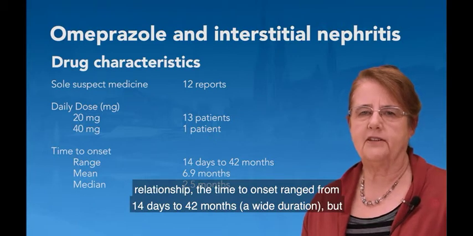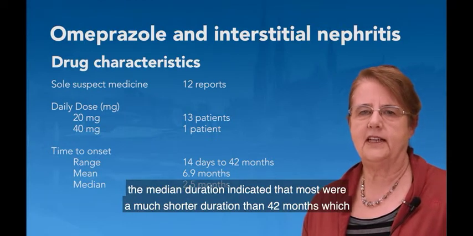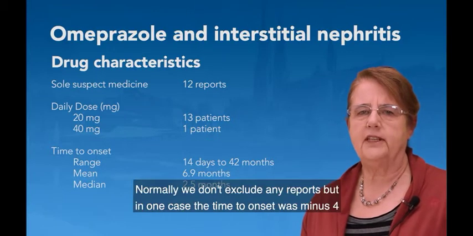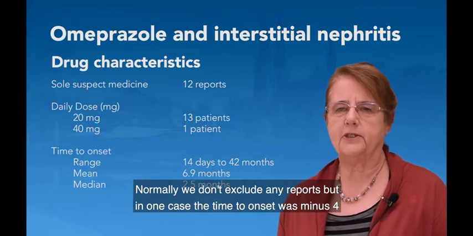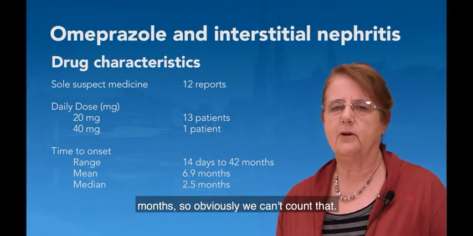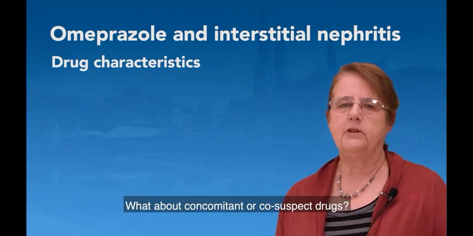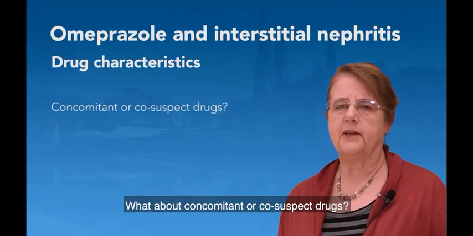The time to onset ranged from 14 days to 42 months, a wide duration, but the median duration indicated that most were a much shorter duration than 42 months, which was an outlier. Normally we don't exclude any reports, but in one case the time to onset was minus 4 months, so obviously we can't count that.